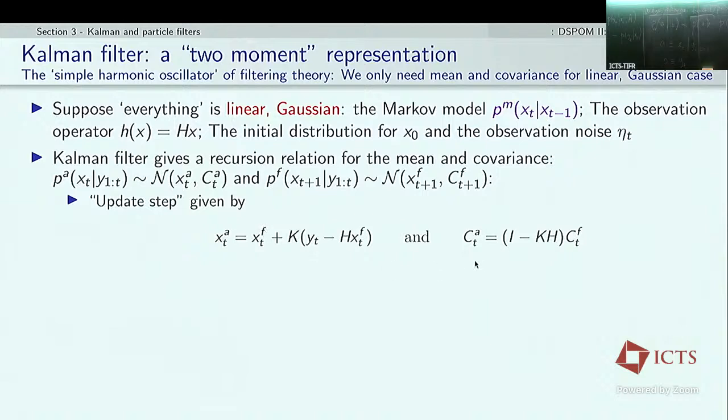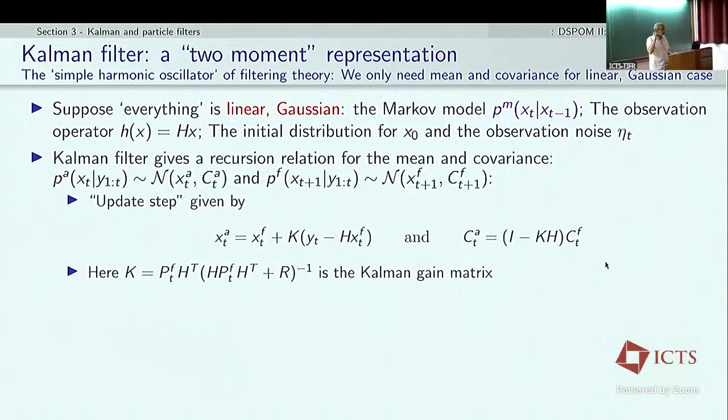And the analysis covariance is the forecast covariance minus a positive definite part. So in fact, the analysis covariance is less than the forecast covariance. I haven't proved it, I'm just stating it. So KHCF, even though it doesn't even look like a symmetric matrix for now, is a symmetric positive definite matrix, a positive semi-definite matrix actually. So CA is less than or equal to CF, that follows from this formula.